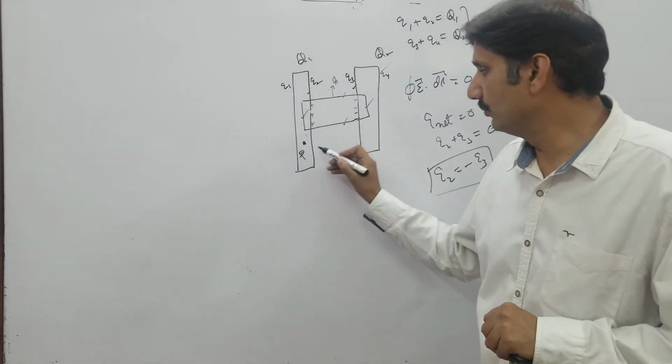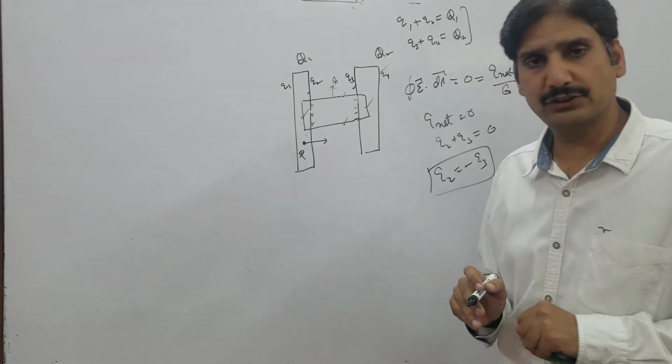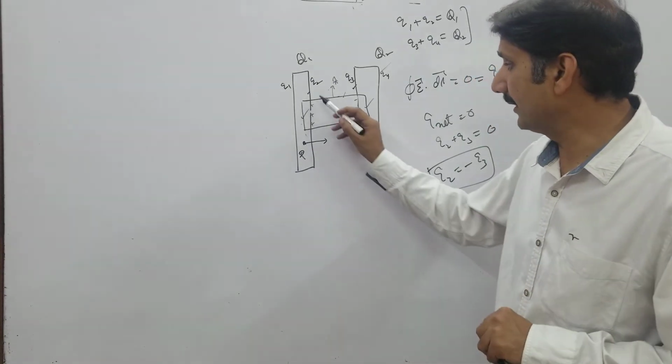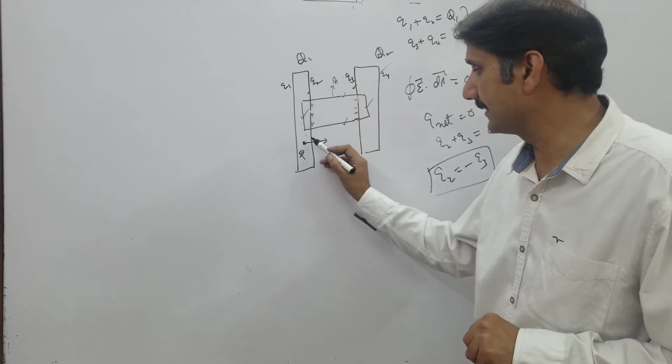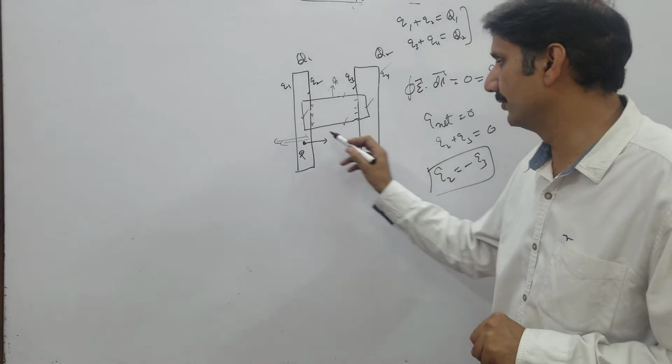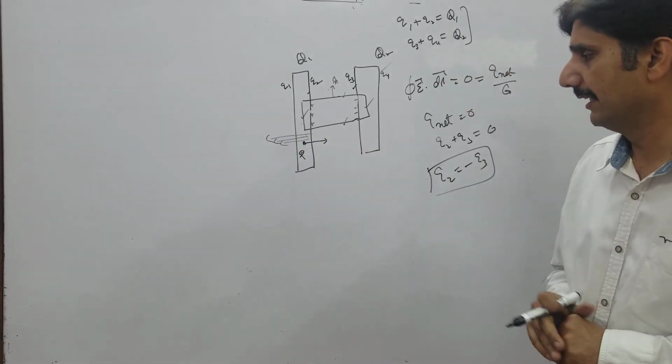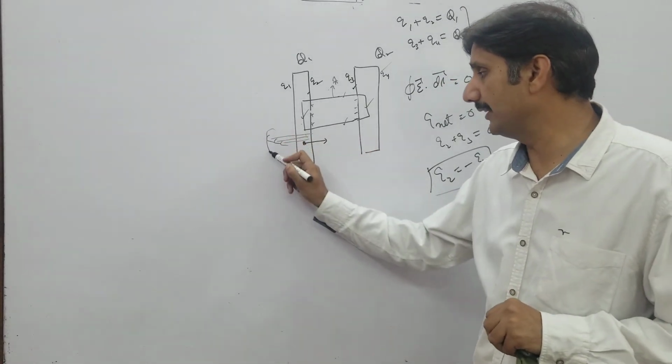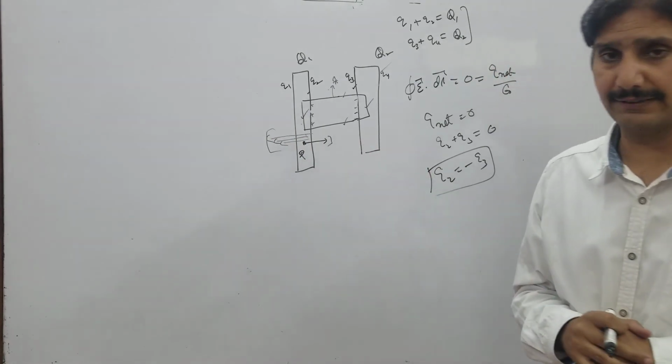Let's say Q1 is pushing it in this direction. So this electric field is in this direction. But electric field due to Q2 on this surface would be in this direction. Due to Q3 would be in this direction, and Q4 that would also be in this direction. But net electric field is 0. So sum of these three electric fields must be equal to this electric field.